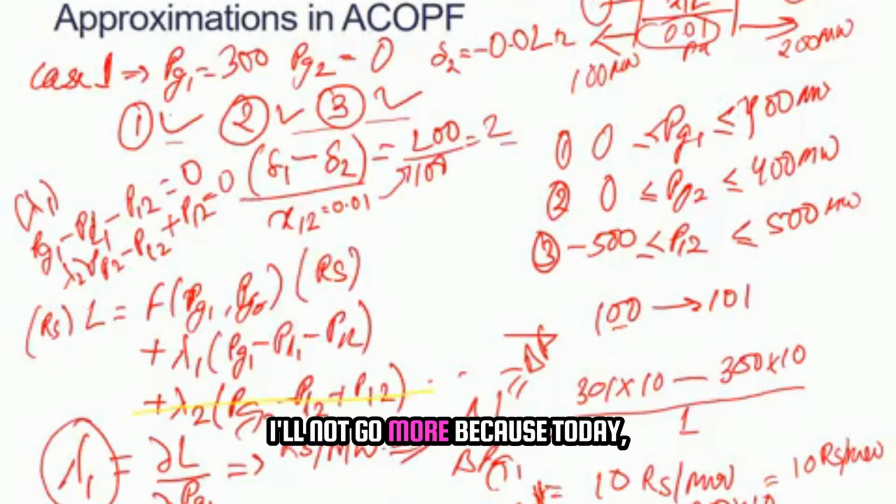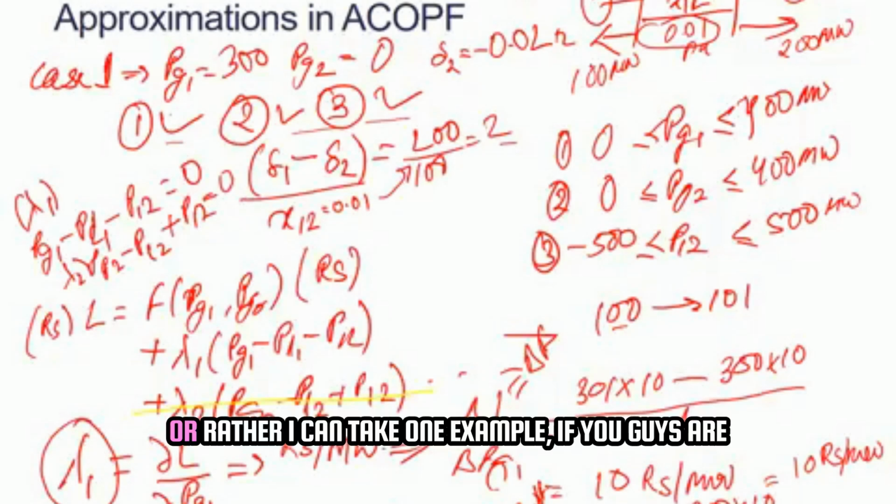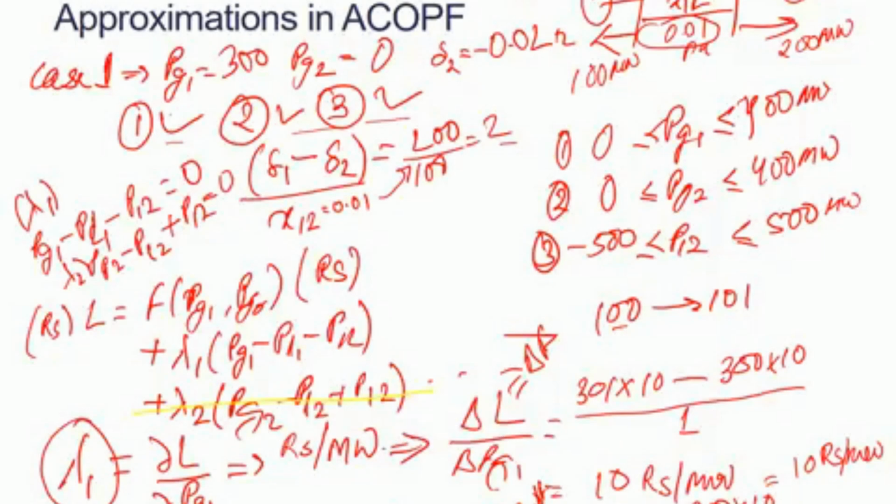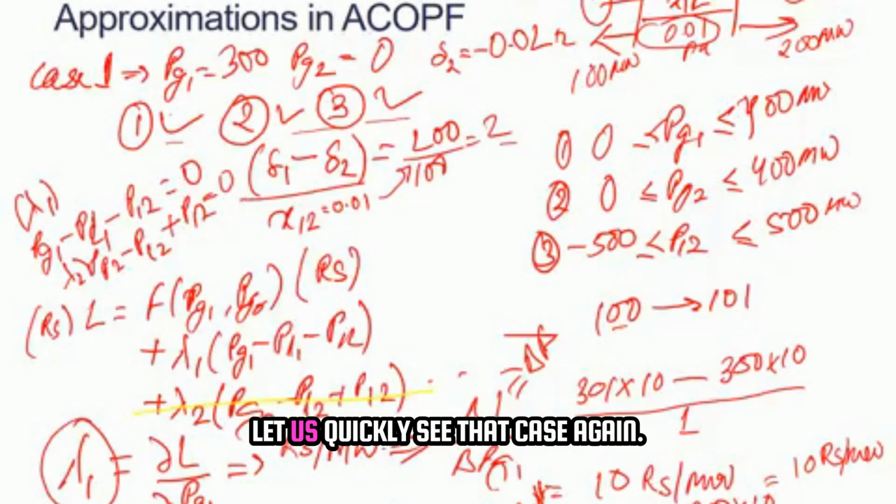I'll not go more because today, or rather I can take one example. If you guys are here, I can take one example. The other example, when the generation limit was 200, then what was the generation schedule and who will give for whom. Let us quickly see that case again and then understand the value of lambda.